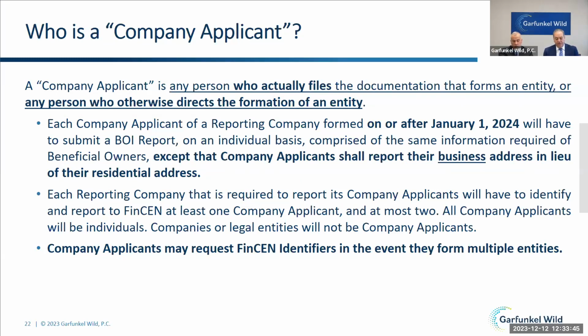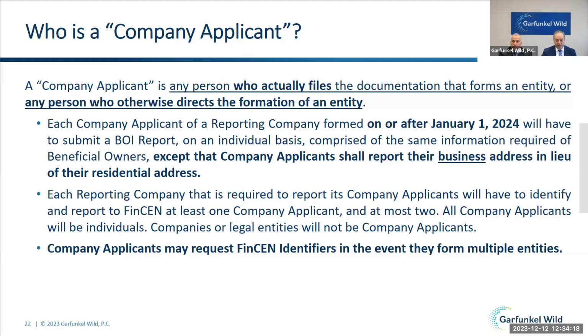Right, so in addition to filing with respect to beneficial owners, each BOI report has to include information on company applicants. A company applicant is any person who actually files documentation that forms an entity or any person who otherwise directs the formation of an entity. So each company applicant of a reporting company formed on or after January 1, 2024 will have to submit a BOI report on an individual basis comprised of the same information required of beneficial owners, except that company applicants are permitted to use their business address instead of their home address.